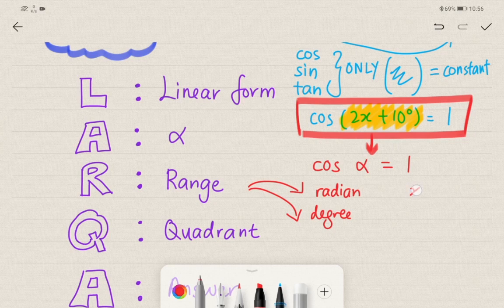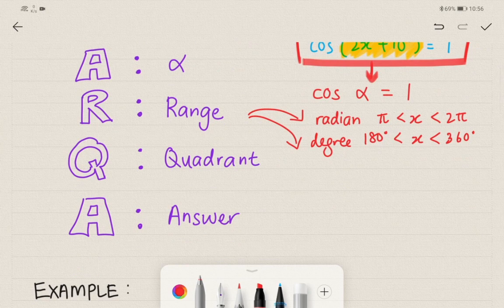For example, it can be x less than 2 pi and more than pi. So this one will be the example for radian. Sometimes it can ask x less than 360 degree and more than 180 degree. This is the range.